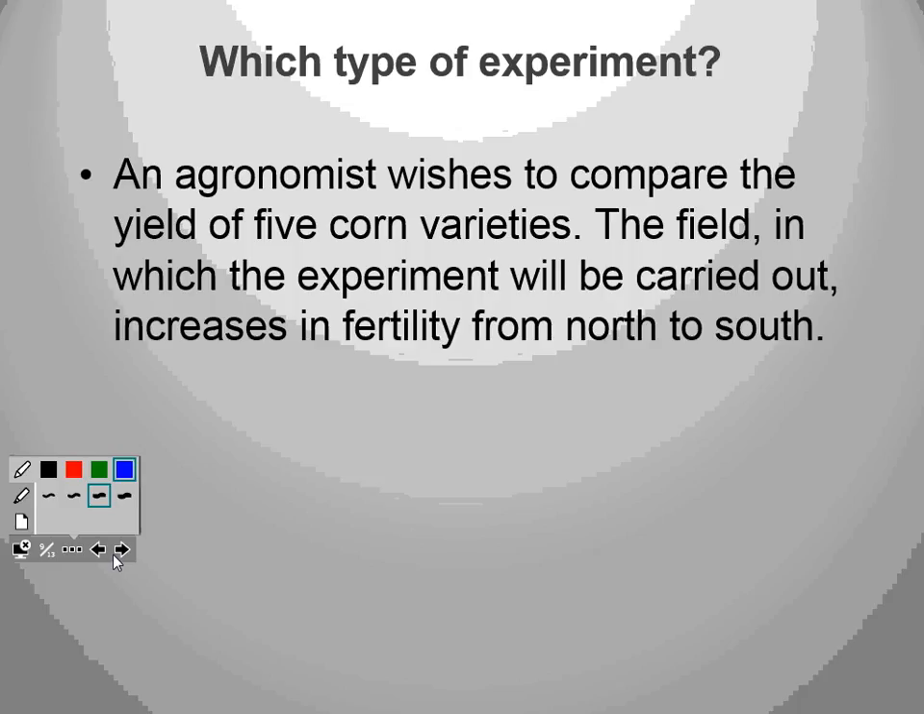Another type of experiment: an agronomist wishes to compare the yield of 5 corn varieties. The field in which the experiment can be carried out increases in fertility from north to south. So we got a field. Here's our field. And this is kind of like the best ground for growing stuff, and this is like the worst ground for growing stuff. I got the yield of 5 corn varieties. The yield means like how much corn is growing from each seed. Okay, discuss what you would do for an experiment like this.